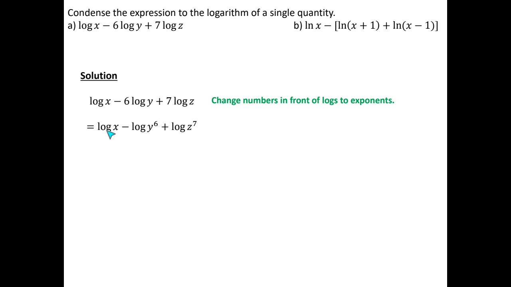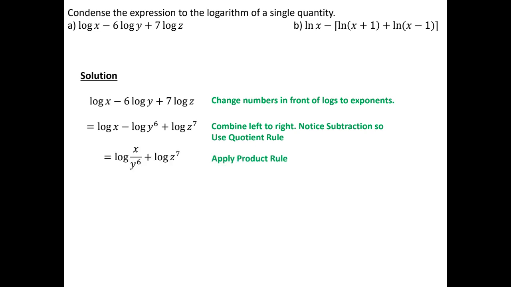the first one, log x minus log y to the 6th. Since they're being subtracted, I'm going to go ahead and apply the quotient rule. So now I end up with log x divided by y to the 6th. And now I'm adding z to the 7th. So if I have addition, I can use the product rule.